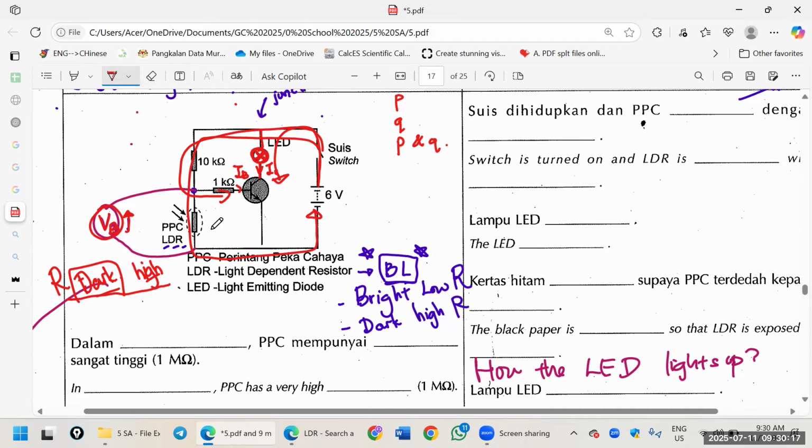So you set a condition now. What condition do you want? You want to have IB. It depends on your sensor. LDR actually is a sensor. All of the sensors inside, we change the resistance.